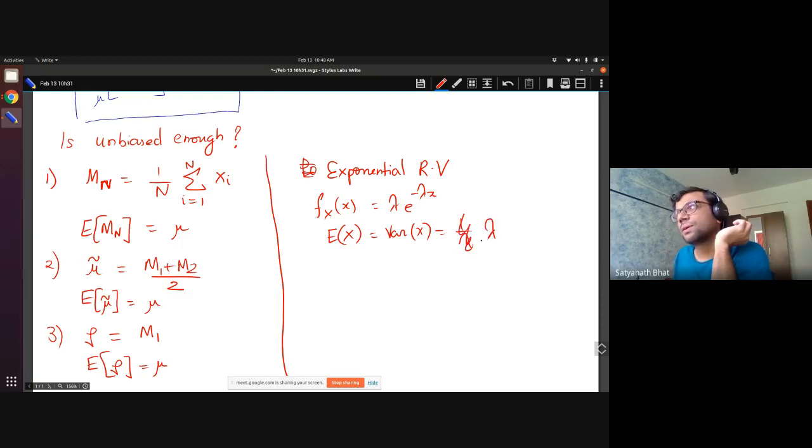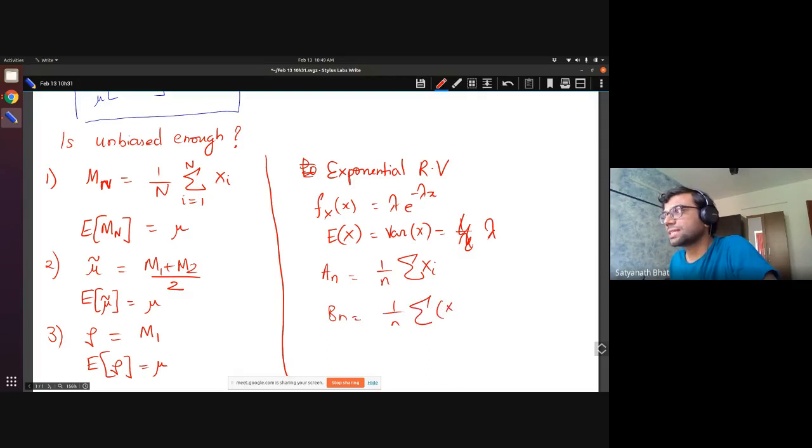So if you have something like this, then you can have two estimators. Let me call the estimators a_n, which is 1 over n summation x_i, that could be one estimator, or you can have b_n, which is 1 over n summation of (x_i minus a_n) whole squared. And both of these estimators are actually going to be unbiased estimators for your unknown parameter lambda. This you can show.